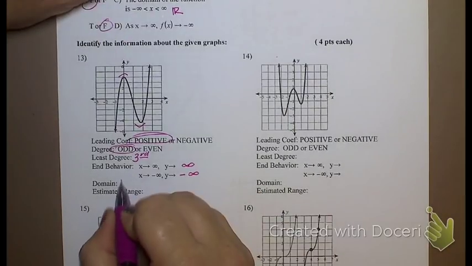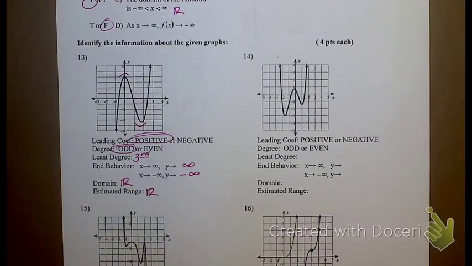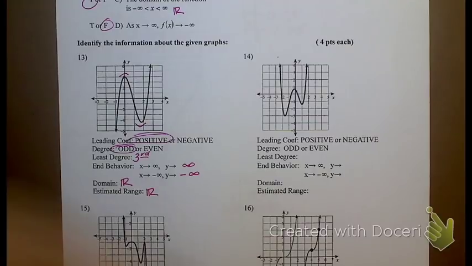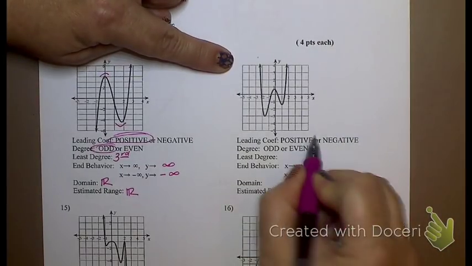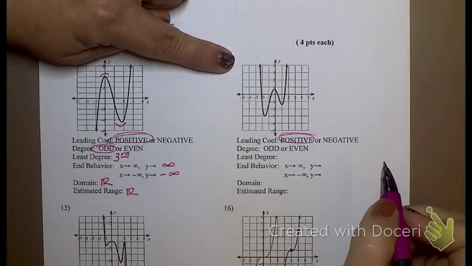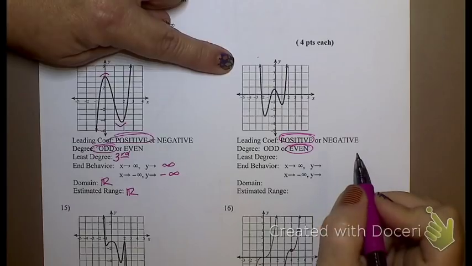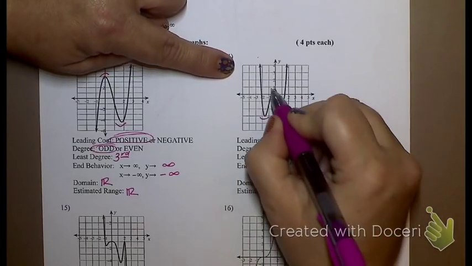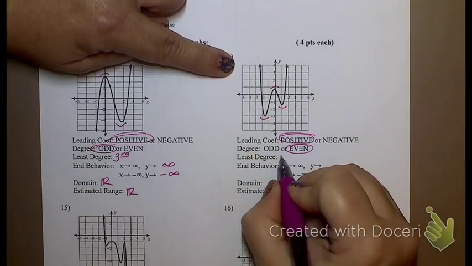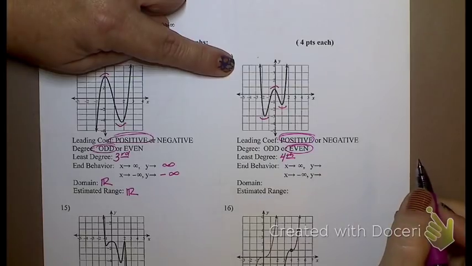Domain? Range? Easy peasy. All right. Leading coefficient here. How do you know? Right side's going up. Degree. How do you know? Both are going the same direction. Least degree. 1, 2, 3. Which means what? Fourth. Again, don't circle even and tell me third.